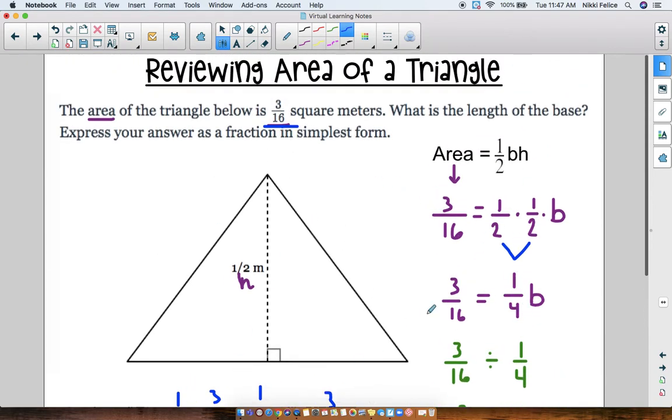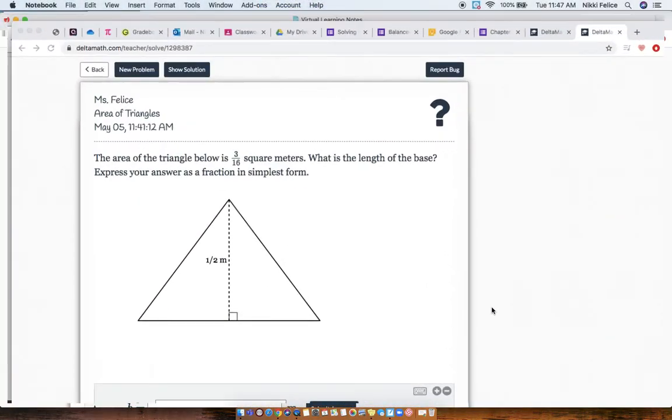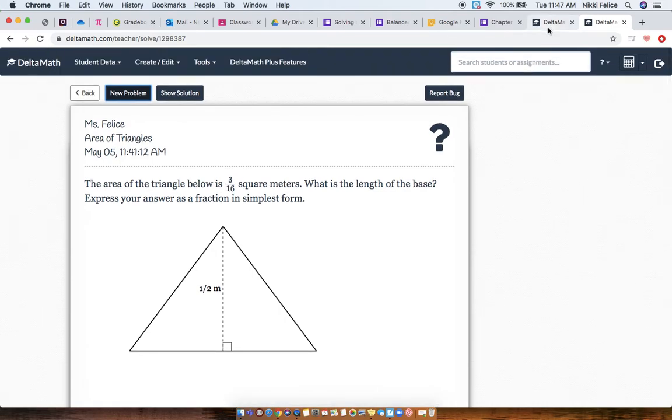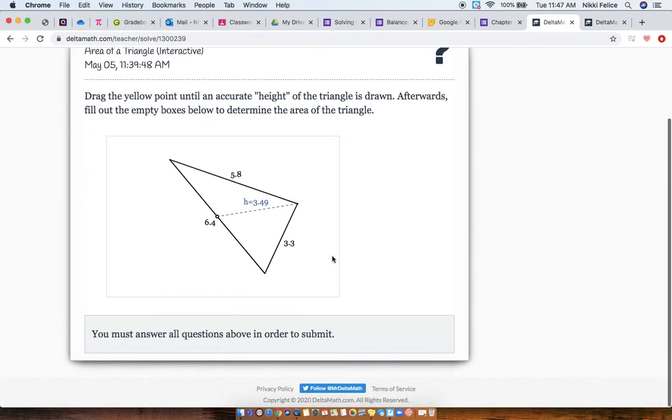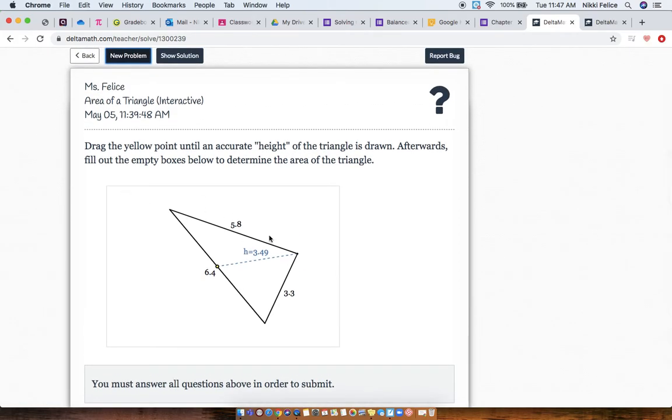So you might see problems like this. You might also see problems that look something like this. We're going to go right here. For problems like this, and this one specifically is on Delta Math, we can't find the area of this triangle yet because we don't have the height yet. We are going to drag the yellow point until an accurate height of the triangle is drawn. Afterwards, we're going to fill out the empty boxes to determine the area of the triangle.